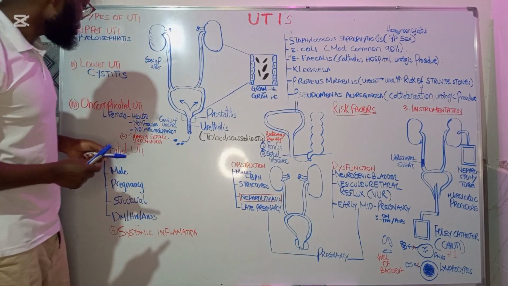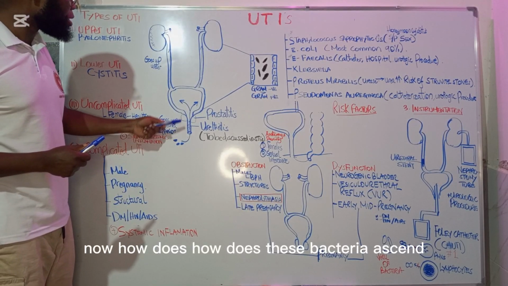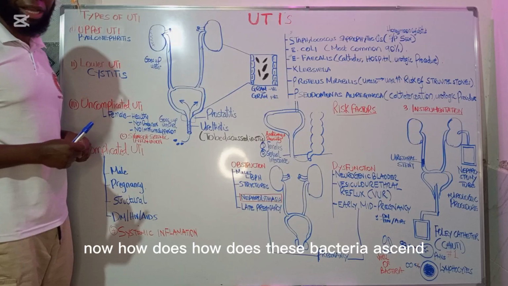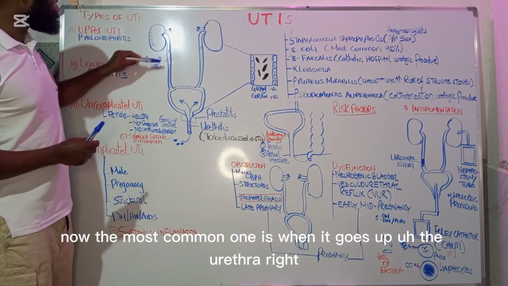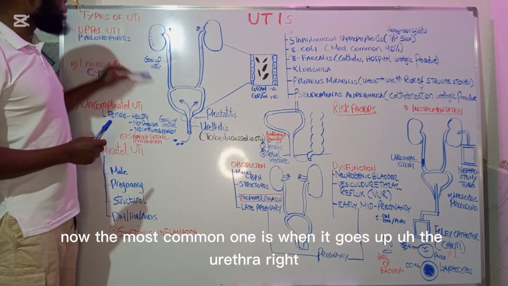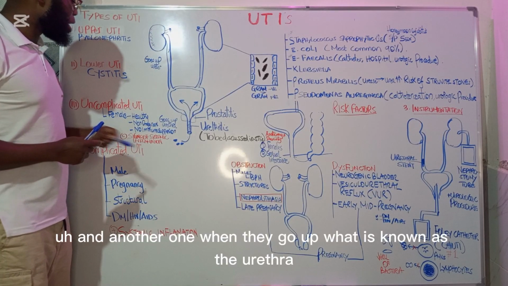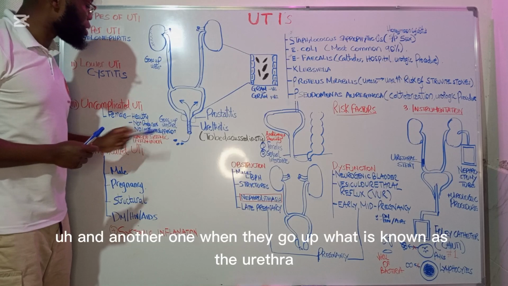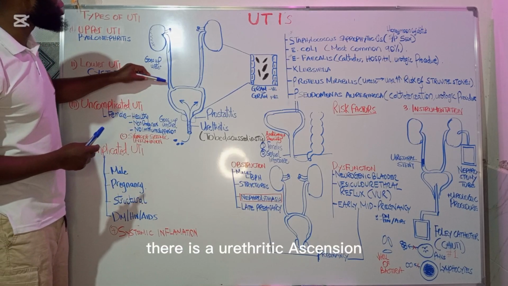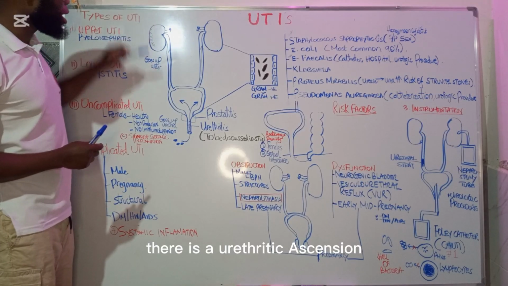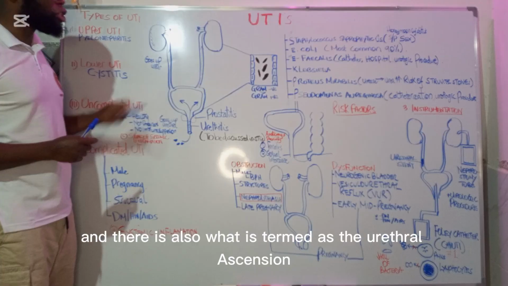Now, how do these bacteria ascend? How do you get infected? Now, the most common one is when it goes up the ureter, right? And another one is when they go up what is known as the urethra. They ascend. So there is ureteric ascension, and there is also what is termed as urethral ascension.